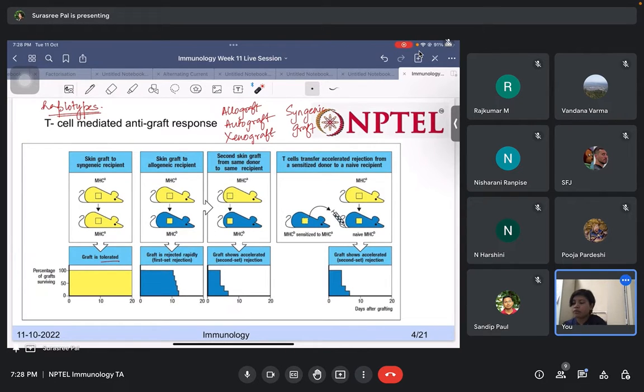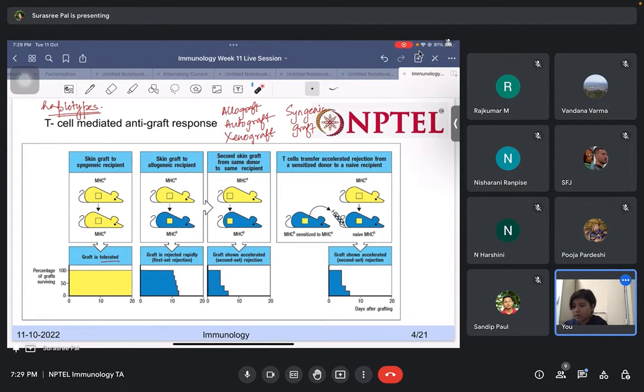However, if you do a second skin graft from the same donor to the same recipient, so again you are taking a part of the skin from the yellow mouse and transplanting it onto the blue mouse, then this graft shows accelerated rejection. So the second time the response is much faster, right? And when the T cells are transferred, accelerated rejection from a sensitized donor to a naive recipient.